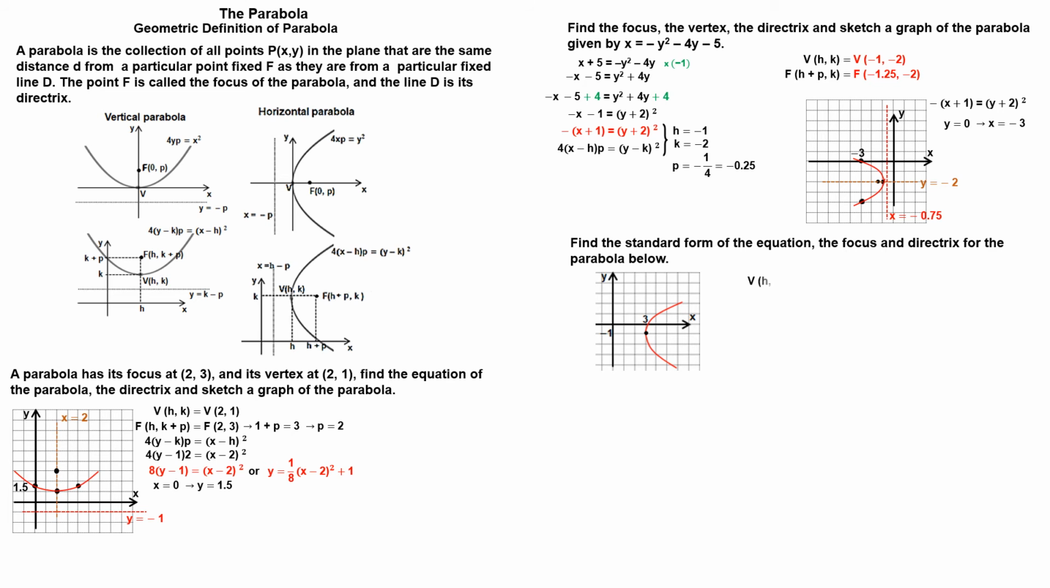Looking at the graph, we can see that the vertex has coordinates x equals 3 and y equals -1. The axis of symmetry is the line y equals -1. Substituting these values into the equation for a horizontal parabola gives the equation. The point (4, 1) is on the parabola. So we replace x with 4 and y with 1 in this equation to find the value of p. We now can locate the focus.